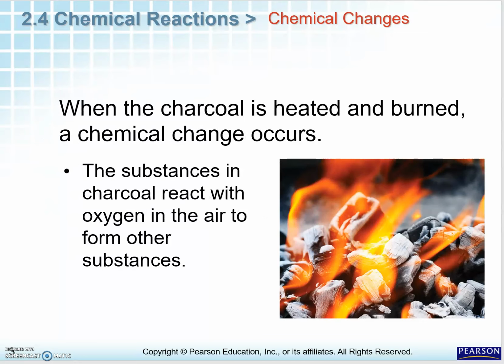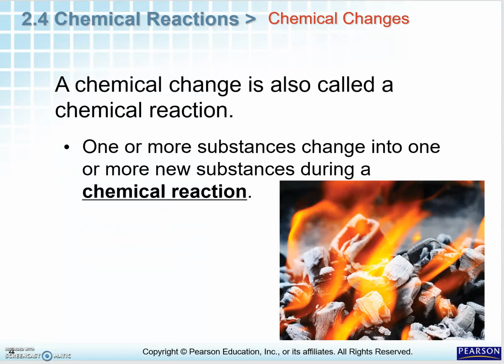So for example, when charcoal, that stuff that you put in the grill, is heated and burned, a chemical change is occurring. You can tell by the change in color that it has, as well as the ability to produce heat as it is undergoing this change. And what occurs is charcoal is going to react with oxygen in the air to form other substances. Anytime that one or more substances changes into a new substance, this constitutes a chemical reaction.